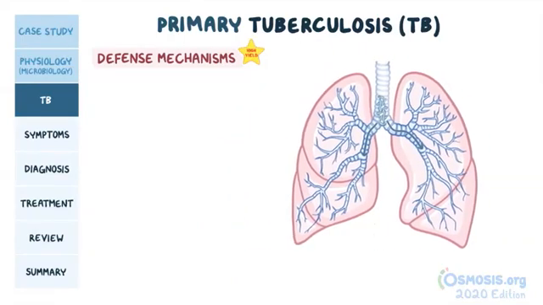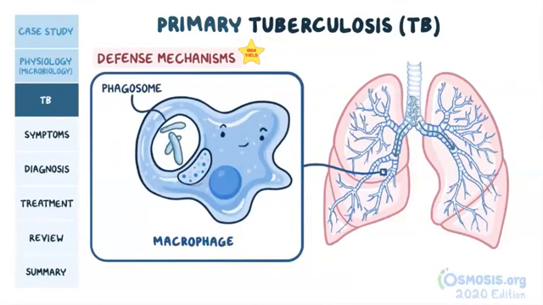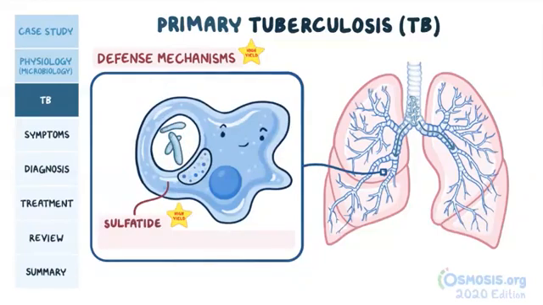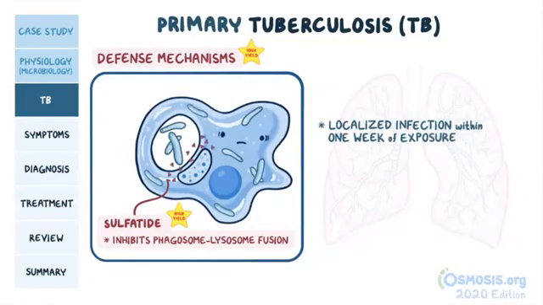TB that make it to the alveoli are phagocytized by macrophages, where they are trapped inside phagosomes that later fuse with a hydrolytic enzyme-containing lysosome that normally breaks down harmful microbes. However, TB bacteria can survive this process due to a sulfatide, a surface protein that inhibits the phagosome-lysosome fusion. So, what you need to know is that this allows the mycobacterium to survive, proliferate inside the macrophage, and cause a localized infection within 1 week of exposure. However, most people at this stage are actually asymptomatic and unaware that they are infected because the immune system can contain the bacteria quite efficiently.